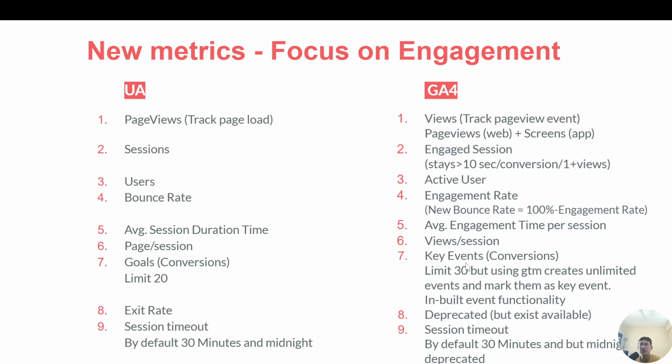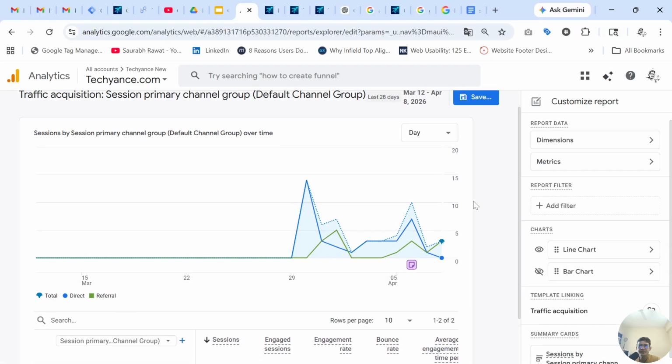Suppose you are filling a form and you mention that for every form lead you get around 100 revenue, so it becomes a conversion or key event. There is a limit of 20 or 30 here, but using GTM you can create many events. Exit rate is deprecated, but exits are available.